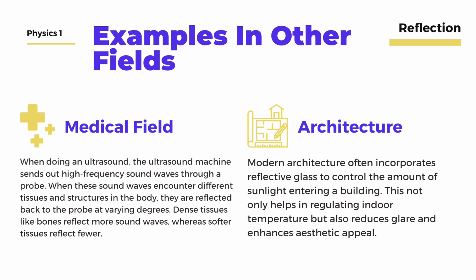The other example is architecture. Modern architecture often incorporates reflective glass to control the amount of sunlight entering the building. This not only helps in regulating indoor temperature, but also reduces glare and enhances aesthetic appeal.